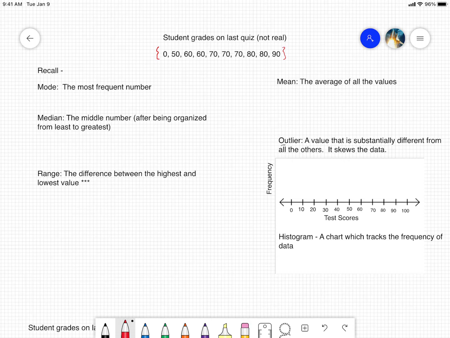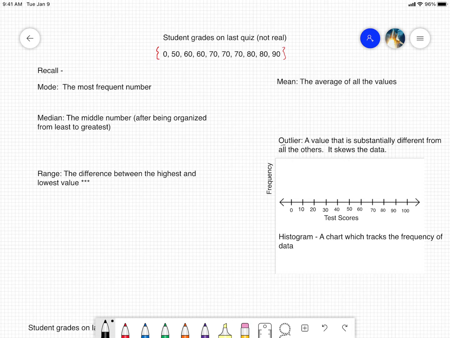So the students' grades were: one person had a 0, one person had a 50, 60, 60, 70, 70, 70, 80, 80, 90. Now, the first types of stats that we're going to really talk about are mean, median, mode, and range, and hopefully that's all very familiar to you guys. So the first number we're going to talk about is called the mode.